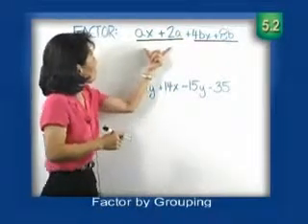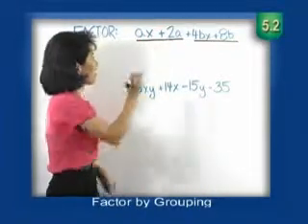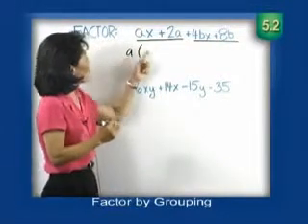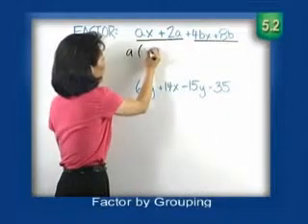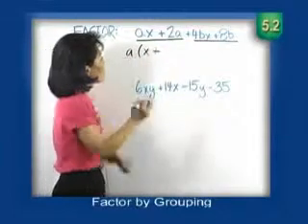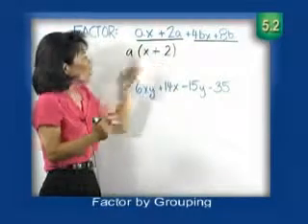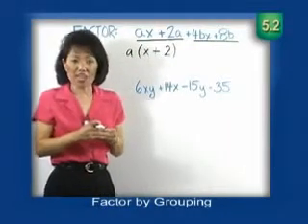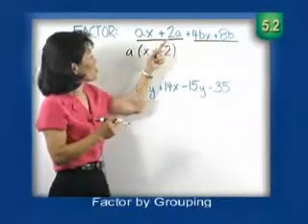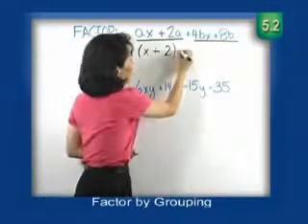So within these first 2, I see that they both have a common factor of a. So I'm going to write that out front and ask myself as usual, a times what is ax? A times x is ax. Plus a times what is 2a? How about a times 2? Again, I could check to make sure I factored correctly by applying the distributive property. A times x, ax. A times 2, 2a. And I factored correctly.